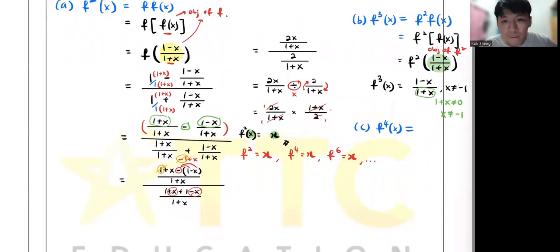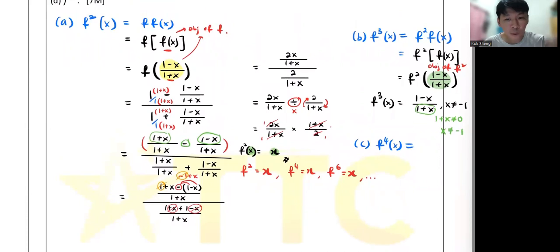Okay, F4. We have the F2 already, correct? We have F3, right? And you know that the F2 just now, all the multiples of 2 give the same answer. So basically, we have the answer already for F4. Yay. No need to show any working. Just write the answer.